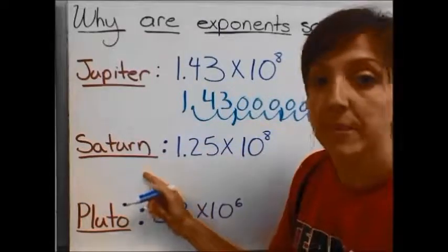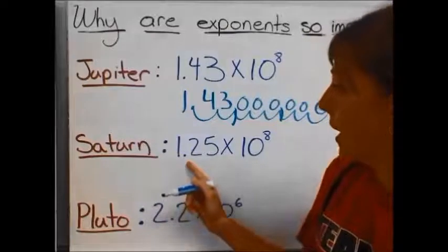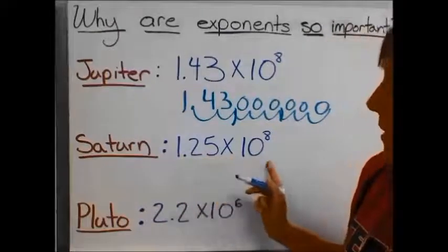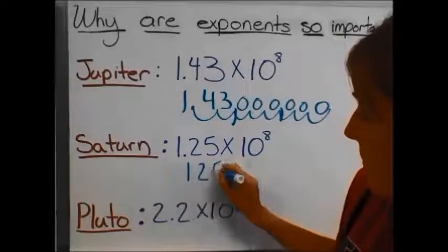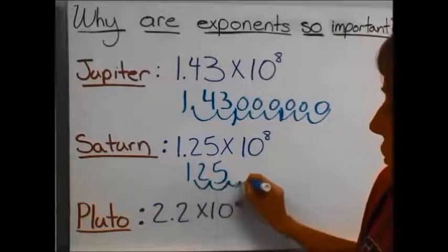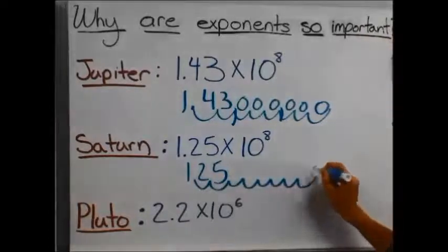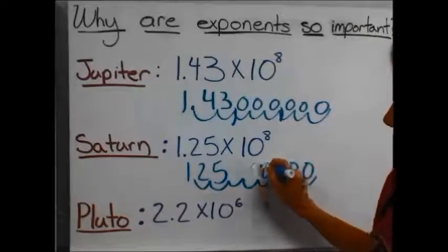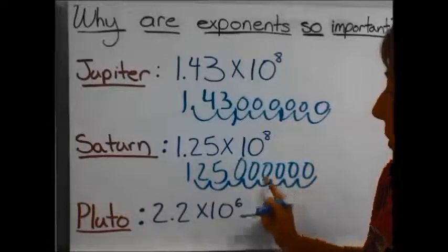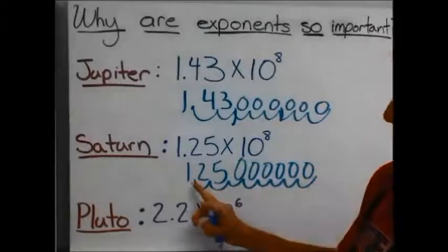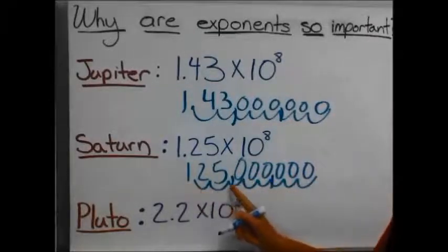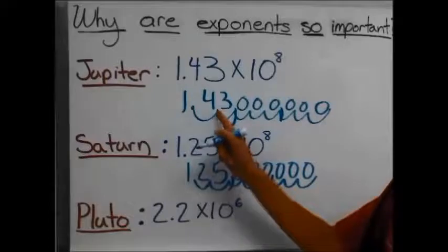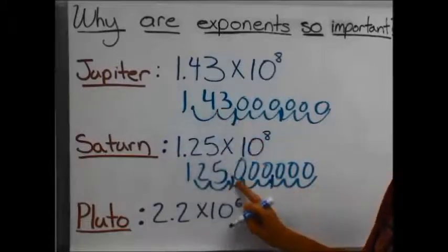Let's go to Saturn. Saturn is 1 and 25 hundredths times 10 to the 8th power. So let's look to see what that becomes. The decimal is here. 1, 2, 3, 4, 5, 6, 7, 8. These are all the place value spots that my decimal moved. I'm going to put my commas in and look at my new number, 125 million. 143 million is larger than 125 million, so this number is larger than this number.